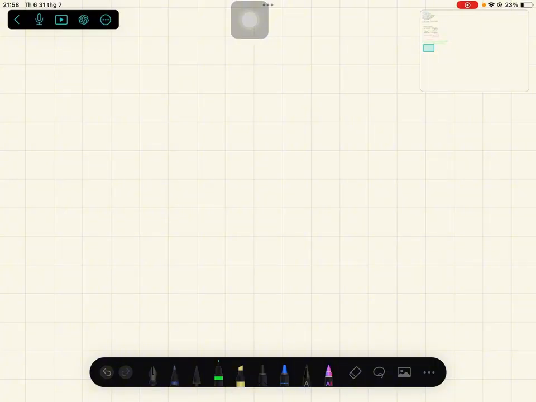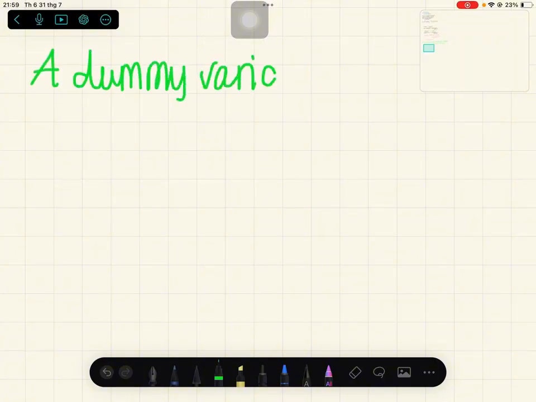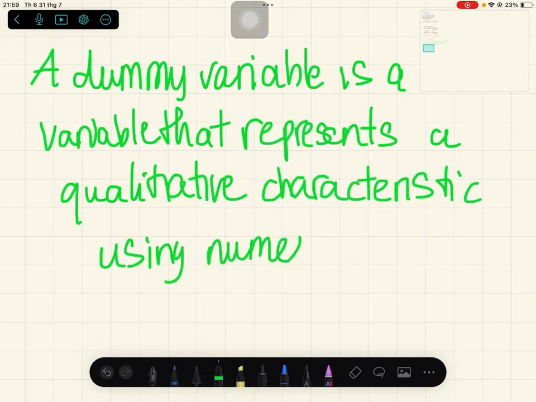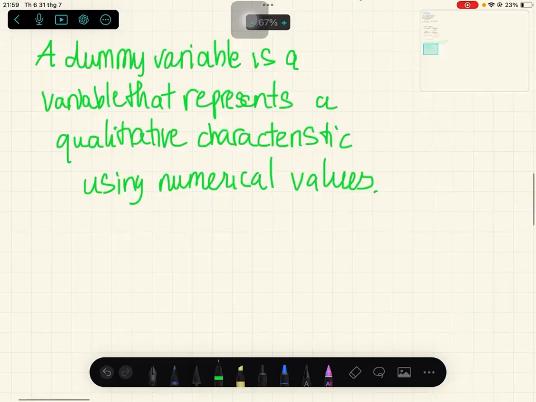So a dummy variable is a variable that represents a qualitative characteristic using numerical values. Usually, 0 means the characteristic is absent, and 1 means the characteristic is present.